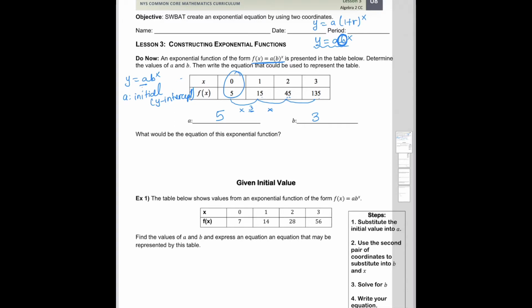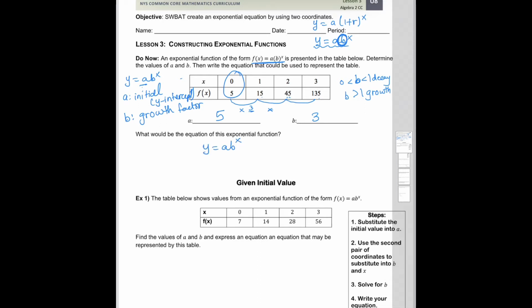So your b is your growth factor. Why did I call it growth? Because it's a number greater than 1. Remember, if your b is between 0 and 1, it's a decay. If it is a number greater than 1, it is a growth. So if this was a smaller number between 0 and 1, I would have said it's a decay factor. So a is your initial y-intercept. b is your growth or decay factor depending on what the question is giving. Growth factor. Okay, so what would be your equation?